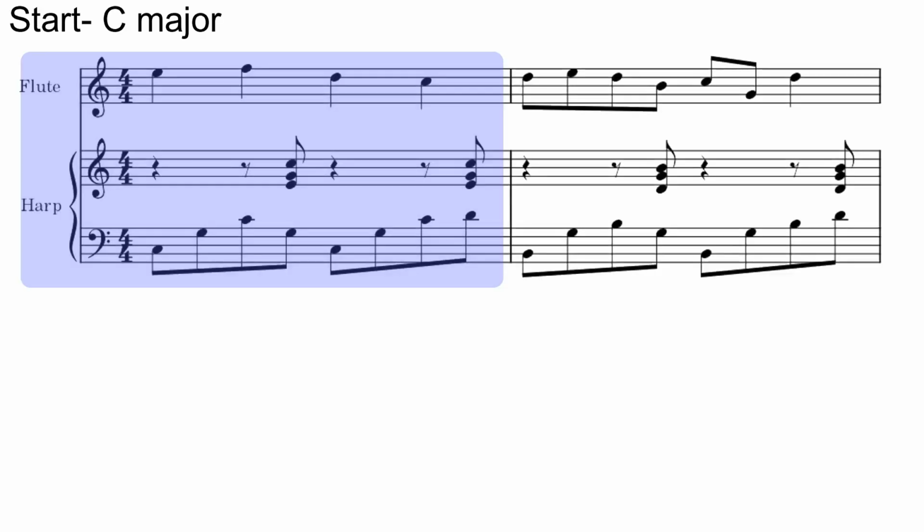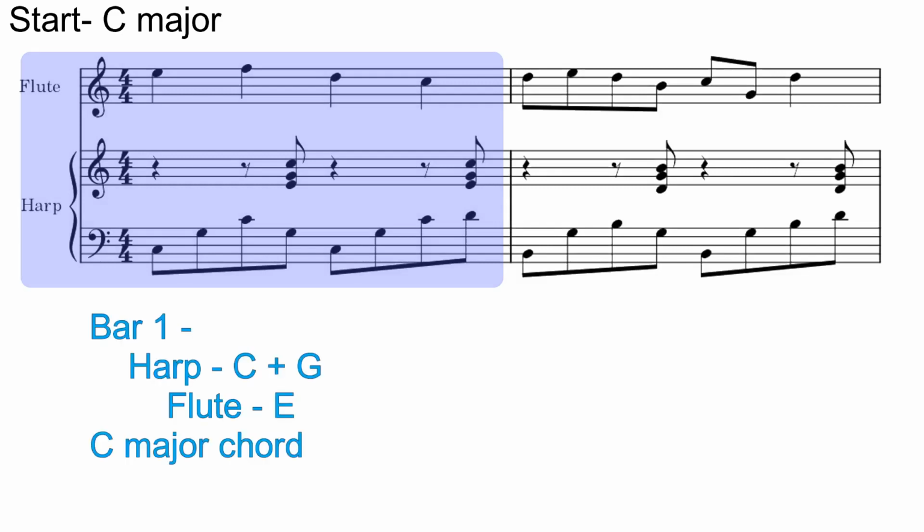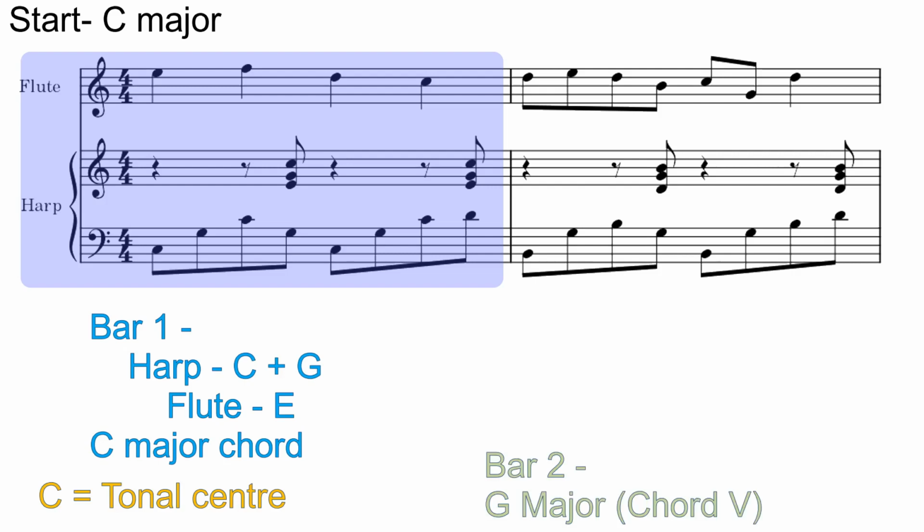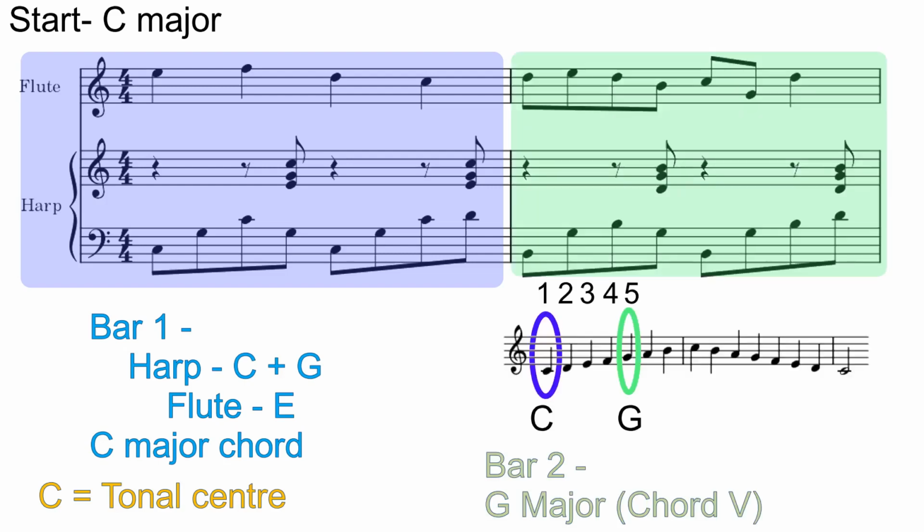The start of this piece is clearly in C, with the flute starting on the E and the harp playing a C and a G, thus making a clear C major chord and establishing this as our tonal home. The second chord is the 5th degree of the C major scale, which is G. The 5th chord, also known as the dominant, is very useful in establishing the 1 chord, also known as the tonic, as the tonal center of the piece.